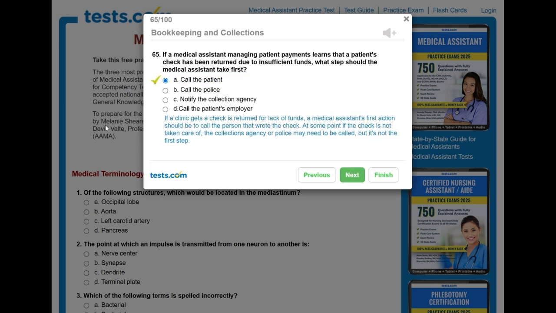A. Call the patient. If a clinic gets a check that is returned for lack of funds, a medical assistant's first action should be to call the person that wrote the check. At some point, if the check is not taken care of, the collections agency or police may need to be called, but it's not the first step.